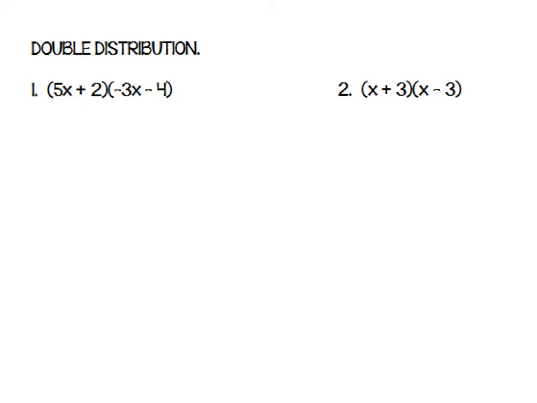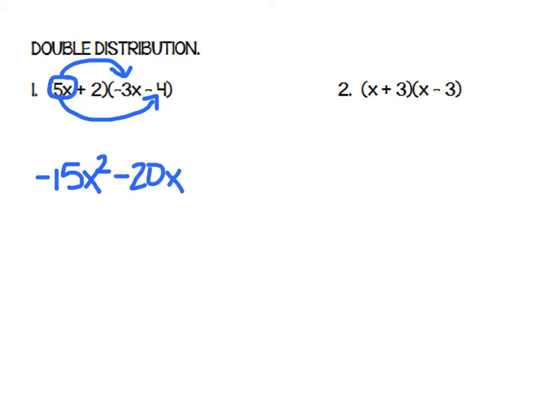Number 1: 5x plus 2 times negative 3x minus 4. First thing I'm going to distribute is the 5x. So 5x times negative 3x, well, 5 times negative 3 is negative 15. They have 2 x's in the problem, so that's x squared. Now, 5x times negative 4. Well, 5 times negative 4 is negative 20. And there's that x still.